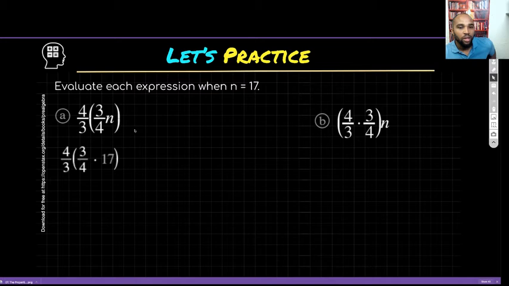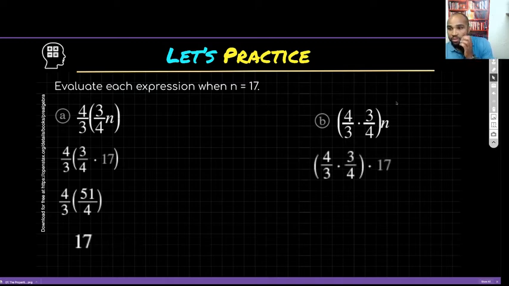All right, so in here, evaluate this expression when n is 17. We're going to put 17 here. If we put 17 here, and this is in parentheses, we need to multiply 3/4 times 17. 3/4 times 17 gives us 51/4. 51/4 times 4/3 is 17. Those 4s will cancel out. 51 divided by 3 is 17. What about this one? So this one's going to be, if I put the n on the outside and I move the numbers together, 4/3 times 3/4 just goes to 1. And now I have 17 left.